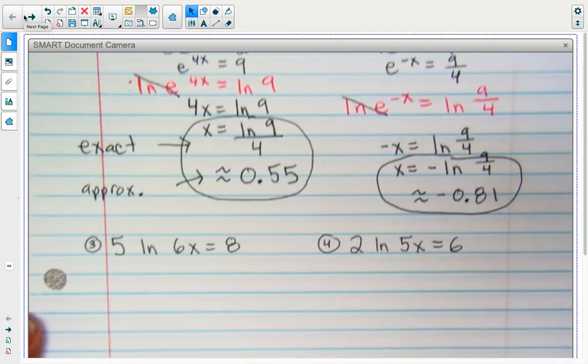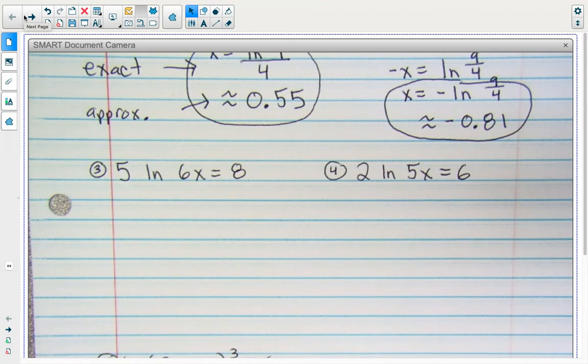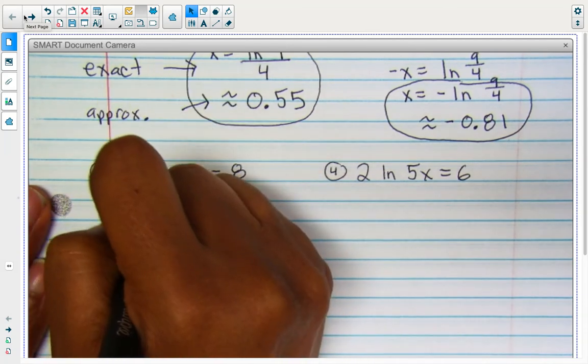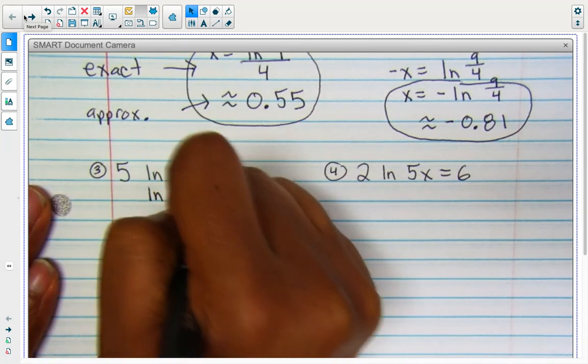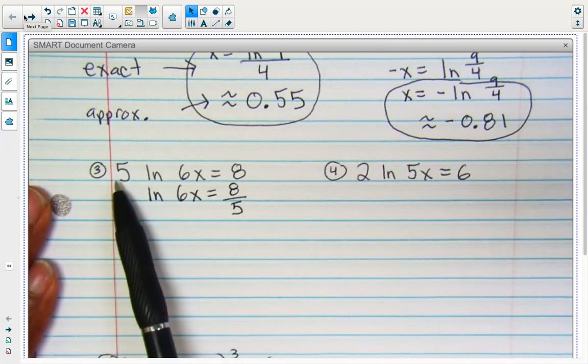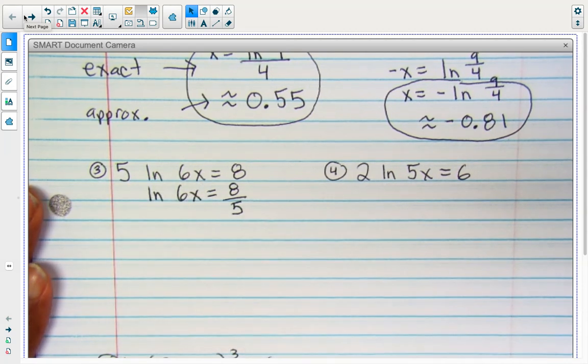So here are 3 and 4. All right. So 5 times the natural log of 6x is equal to 8. So we want to divide both sides by 5 first. We're going to get a fraction. That's okay. So the natural log of 6x is equal to 8/5. So this was 5 times the natural log of 6x. I divided both sides by 5.